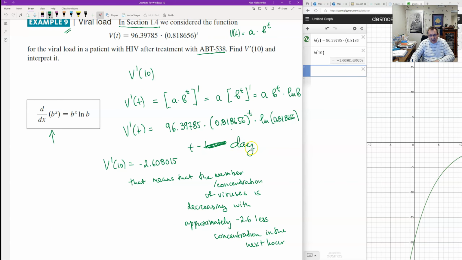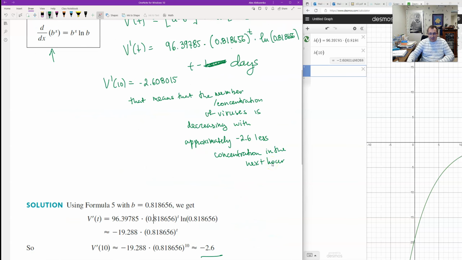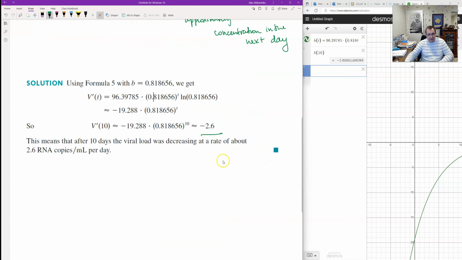It's days. So the book says that it will decrease at the rate of about 2.6 RNA copies per milliliter per day. So that was the concentration.